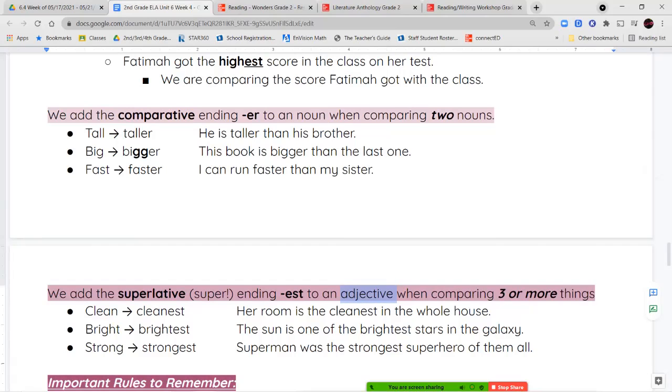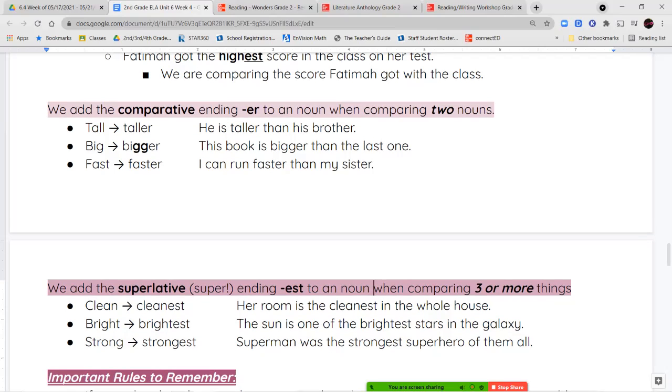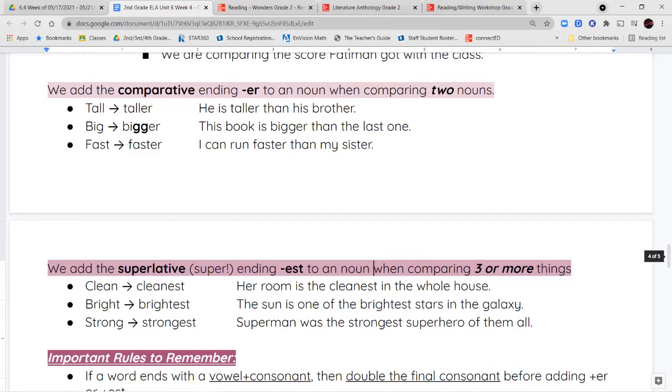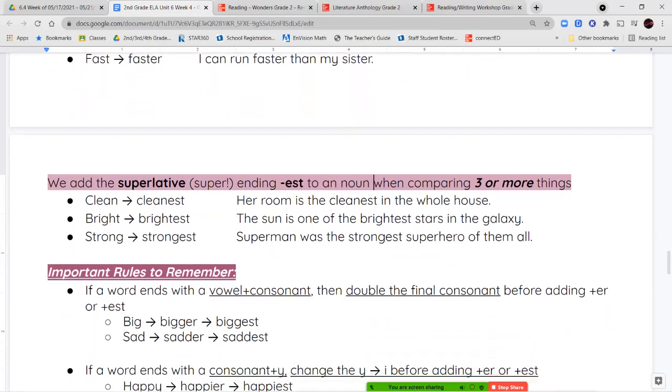Now for EST, we are going to add that ending that we call a superlative ending. So think like super, right? The greatest of everything. So clean becomes cleanest. The room is the cleanest in the whole house. Bright becomes brightest. The sun is one of the brightest stars in the galaxy. Strong becomes strongest. Say Superman was the strongest superhero of them all.